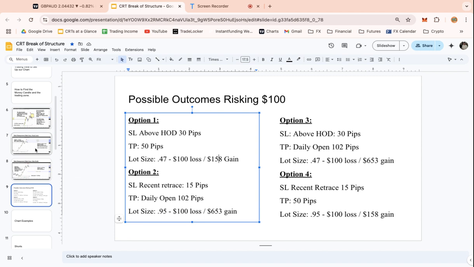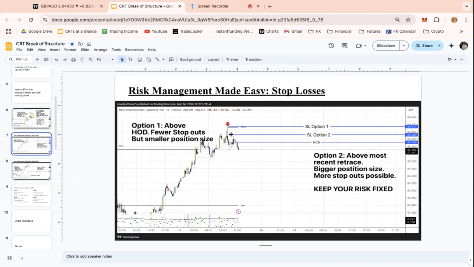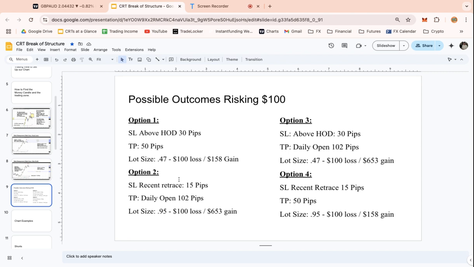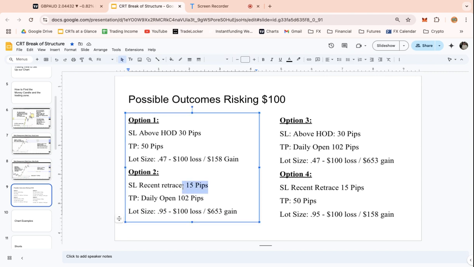Option two, let's say you want to go for the retrace. So this option right here. Remember, you do that, but your chances of getting stopped out go up because price could keep retracing and then come down. But what you'd be looking at if it worked out, your stop loss is much smaller. You've got 15 pips. Your daily open is 102 pips, so you can risk $100, but you can make $653, right? But remember, this is higher risk because 15 pips is as much as 30.